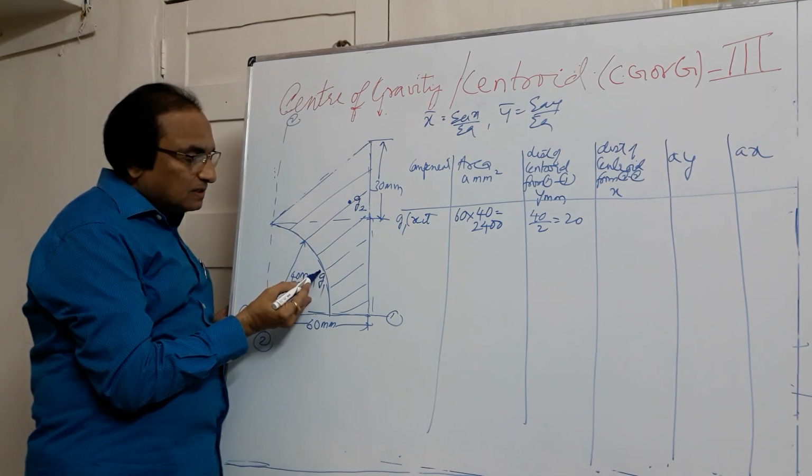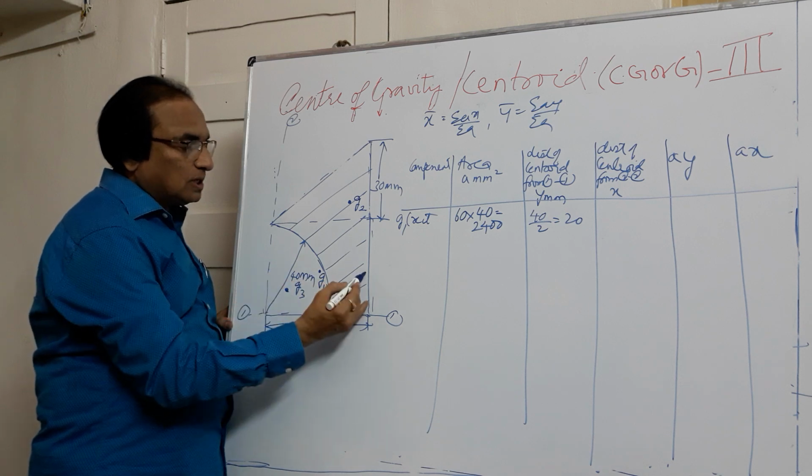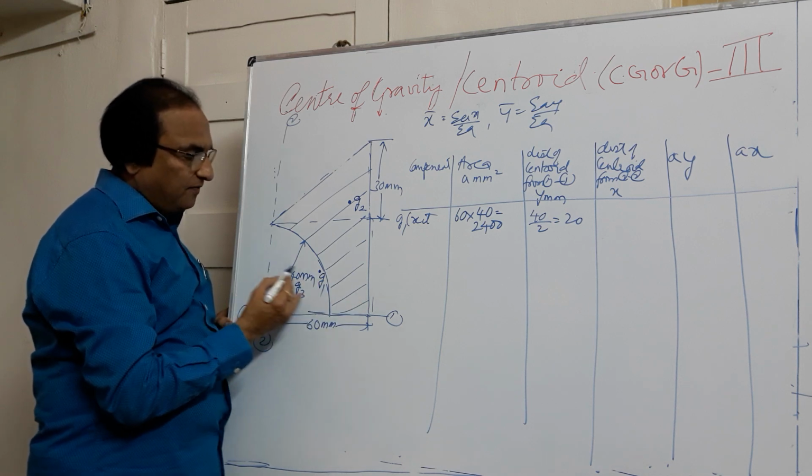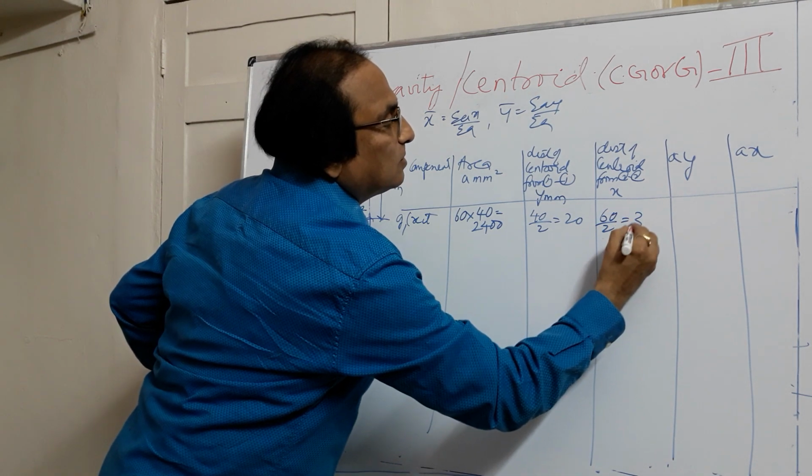We need the distance of the centroid from 2-2. I need this distance. We know it is at the center. This total distance is 60. Half of that will be 30. So this distance will be 60 by 2 is equal to 30.